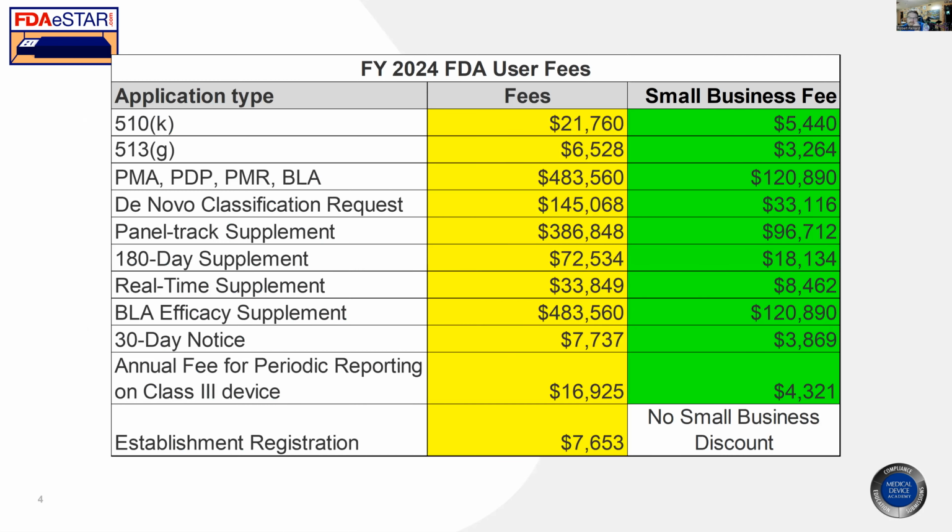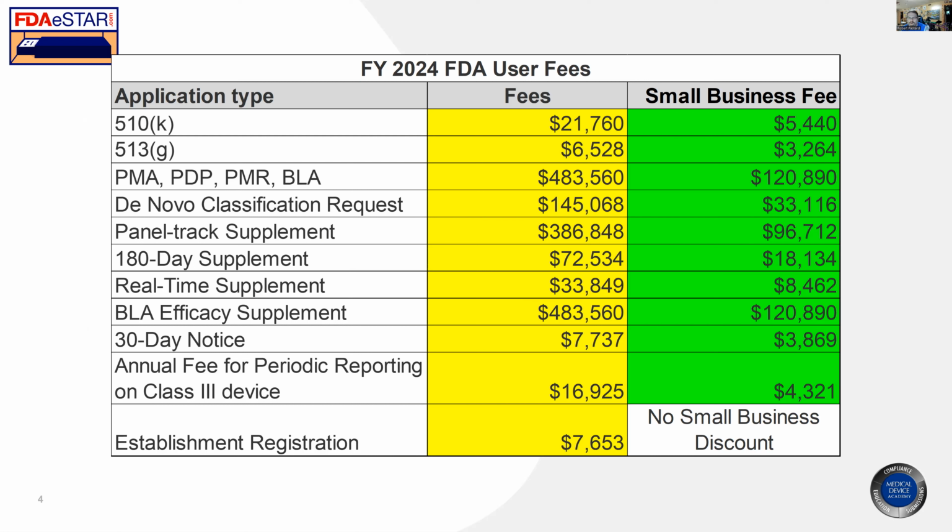Okay, here's the table I created. It's now on the homepage of our website. It's on the user fee blog that I just posted just a few minutes ago. The FDA fiscal year 2024 user fees take effect October 1st of this year and go all the way till September 30th of next year.